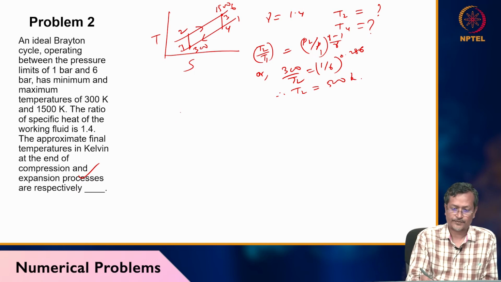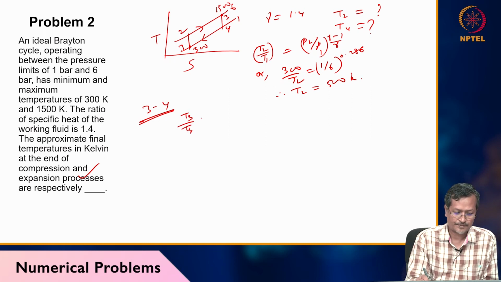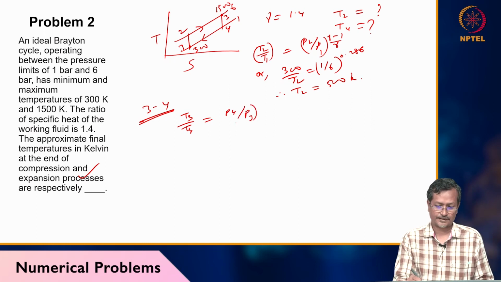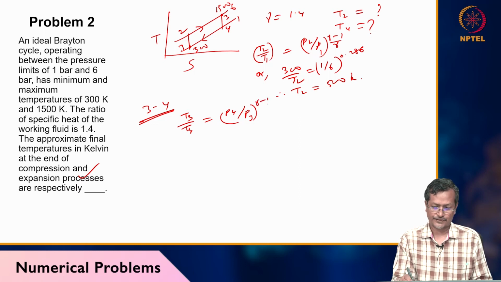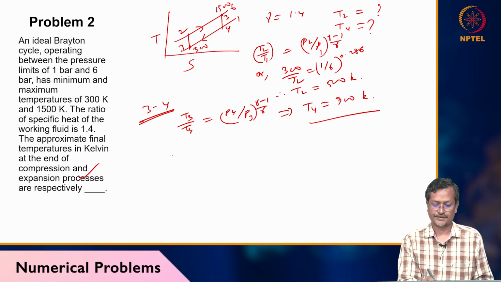Now again for the process 3 to 4, if we consider T3 by T4, a very simple problem, this one equals P4 by P3 raised to gamma minus 1 by gamma. So from there you are getting T4 equals 900 K. Okay, so this is your answer.